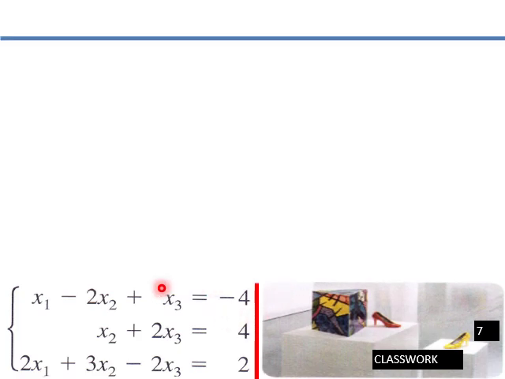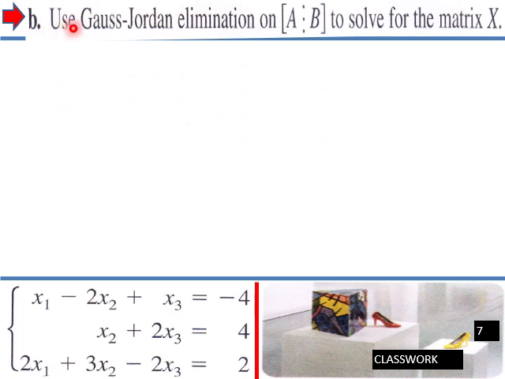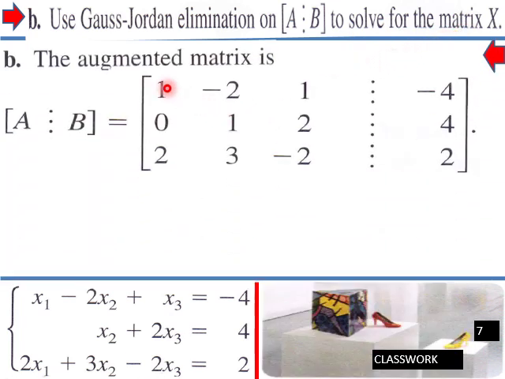Okay, moving right along. This is where we started out, students. Part B of this example: use Gauss-Jordan elimination on the matrix [A | B] to solve for the matrix X. To do that, the augmented matrix is here. Here is our [A | B] matrix right here. This is our A, this is our B.